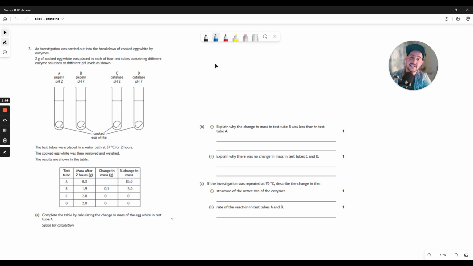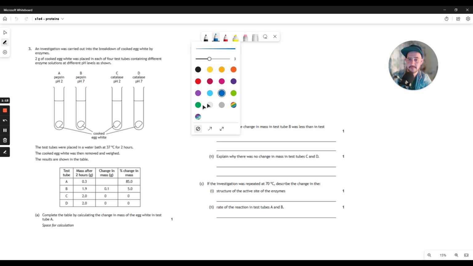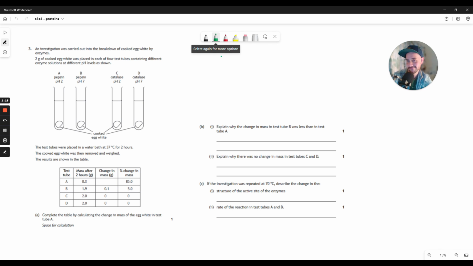Okay, let's now see how well you have done. So let's go through the first question here. Let me change my pen to a green pen. First of all, an investigation was carried out into the breakdown of cooked egg white by enzymes. 2 grams of cooked egg white was placed in each of the 4 test tubes containing different enzyme solutions at different pH levels as shown.